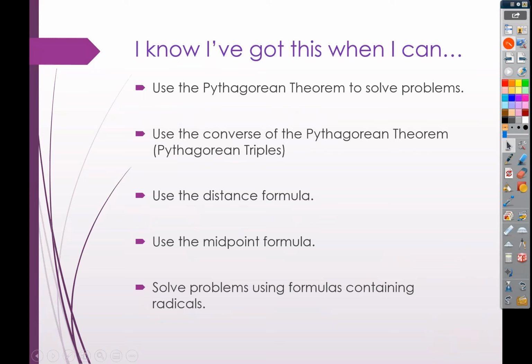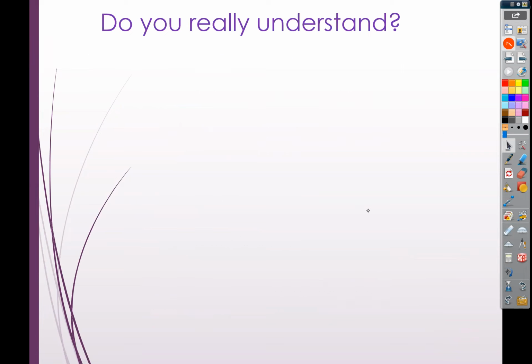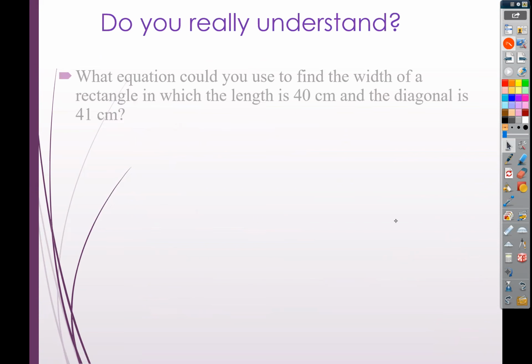I know I've got this one. I can use the Pythagorean theorem to solve problems, use the converse of the Pythagorean theorem and Pythagorean triples, use the distance formula, use the midpoint formula, and solve problems using formulas containing radicals. But do you really understand? What equation could you use to find the width of a rectangle in which the length is 40 centimeters and its diagonal is 41? So this is where you draw a picture, guys.